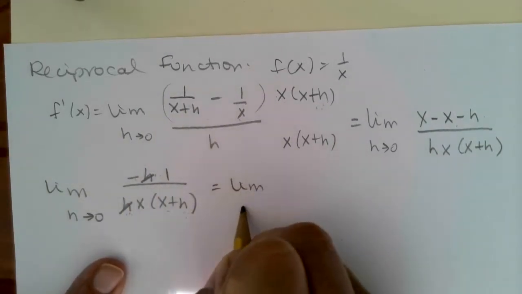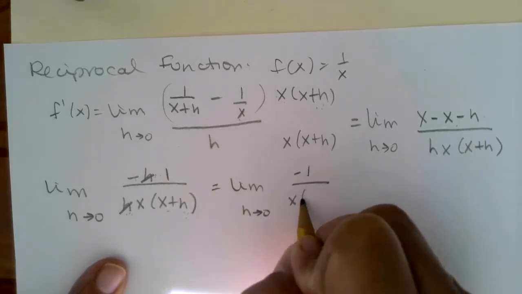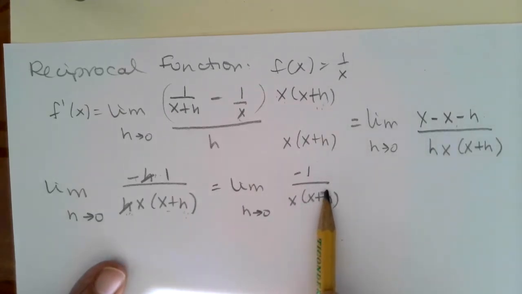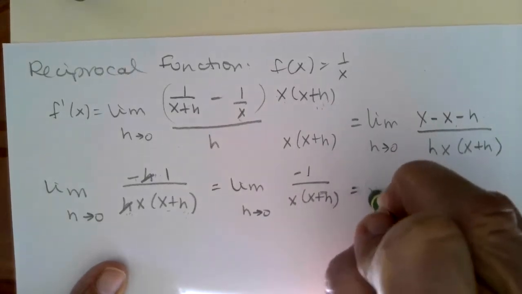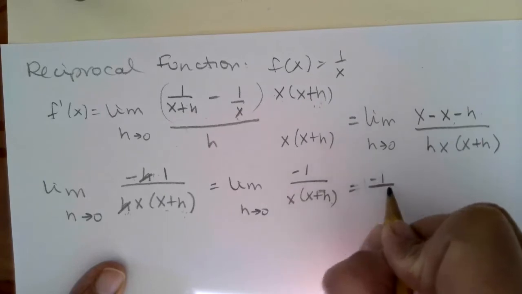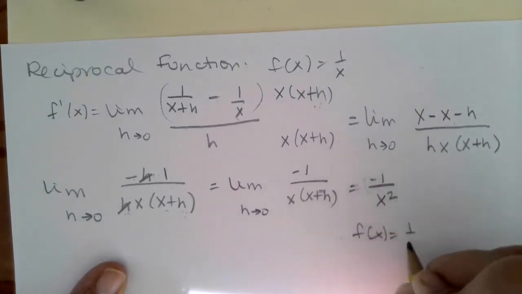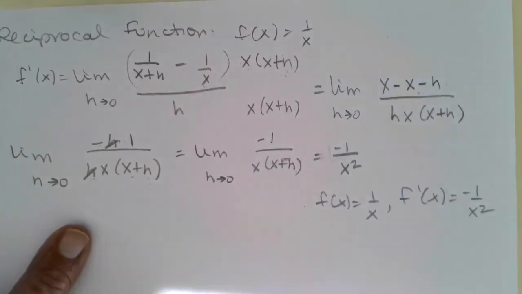Two steps from done because I'm just writing out lots of extra stuff. So negative 1 over x times x plus h. Now I can evaluate the limit by substitution. Plug in your 0. So I'm going to have negative 1 over x squared. So the limit, oh, I guess that's it, equals negative 1 over x squared. So again, if f of x is 1 over x, its derivative is negative 1 over x squared.